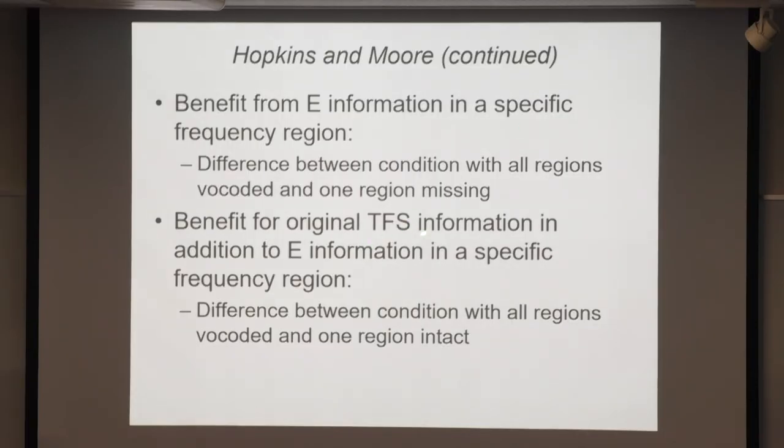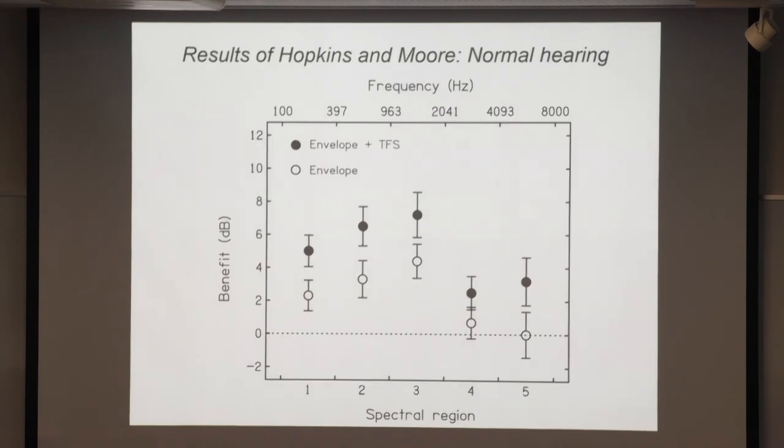And the benefit from having the original temporal fine structure in addition to the envelope information in a specific frequency region can be calculated as the difference between the condition with all regions vocoded and with one region intact. So in one region, we add back the original signal with both envelope and temporal fine structure, and the benefit that we get from that gives us a measure of the contribution of temporal fine structure.